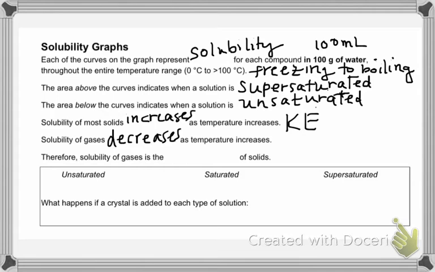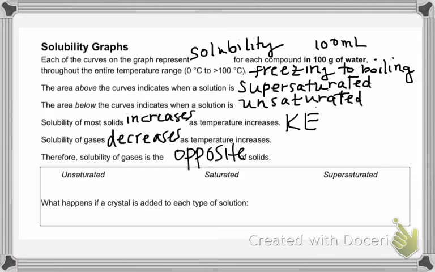Okay, so therefore, the solubility of gases is opposite that of the solids. Okay, so with solids, as you increase the temperature, there's more movement of molecules, more things bumping into each other. That solid will dissolve. But with gases, as the temperature increases, it's actually going to diminish the solubility of those gases.